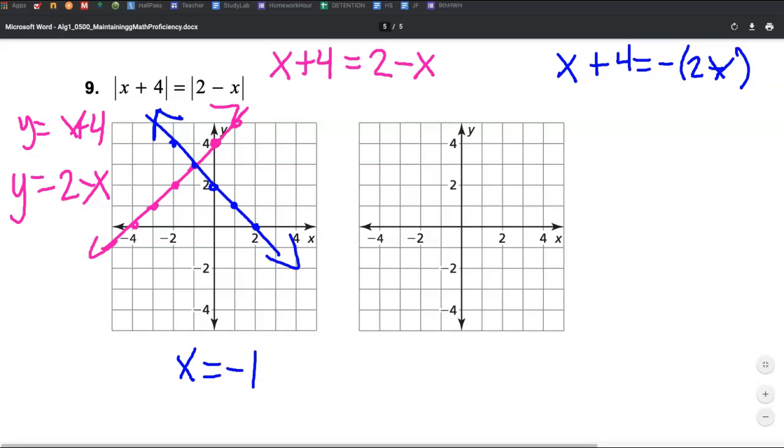Everybody done? Okay. I'll unfreeze it. Okay, so that's what I got on the first one. Everybody get that on the first one? Yep. I haven't done the second one yet. Y equals x plus 4, and y equals negative 2 plus x.